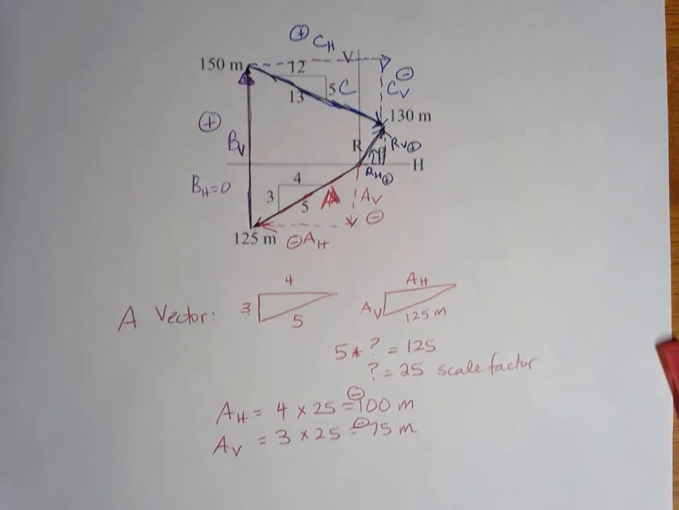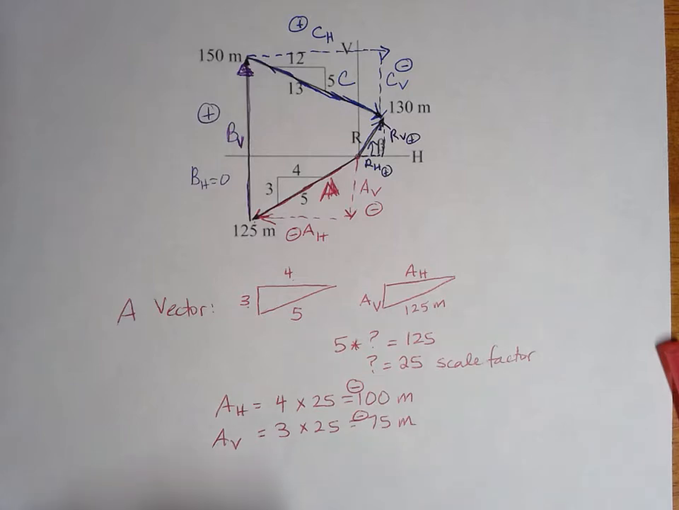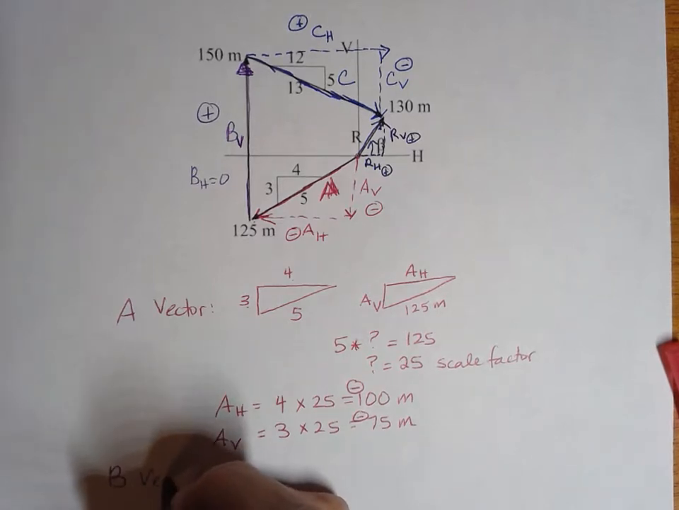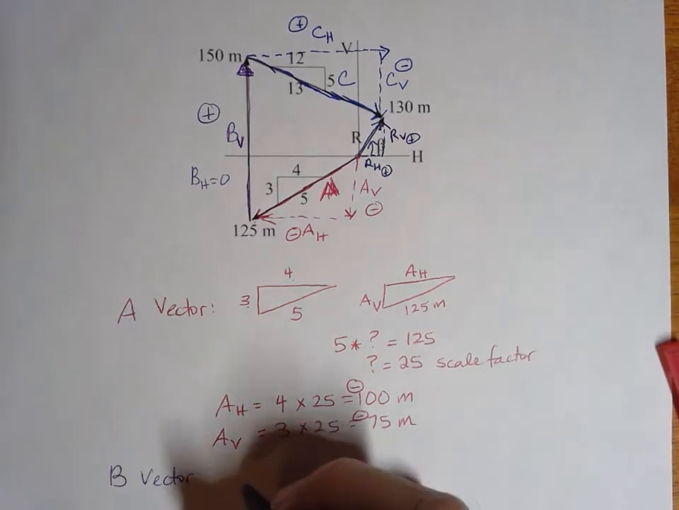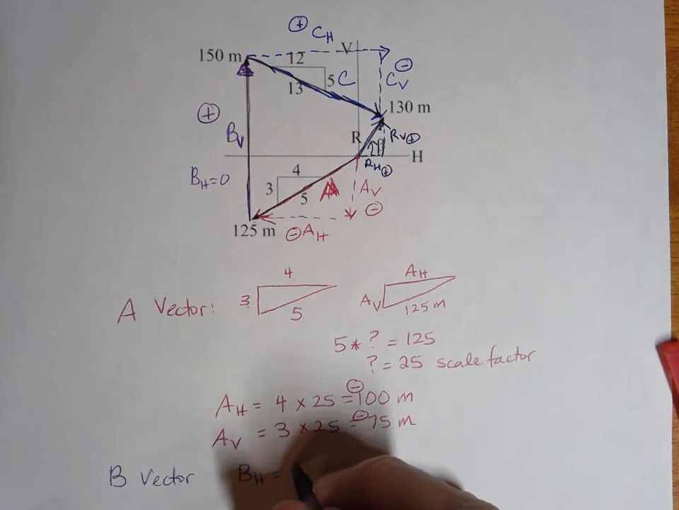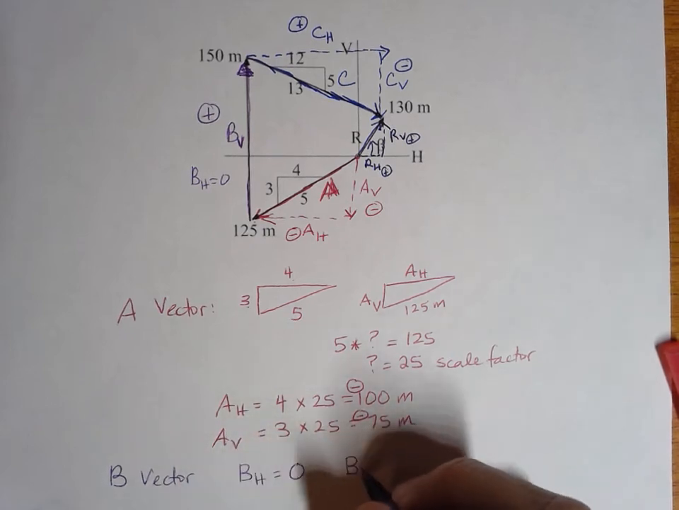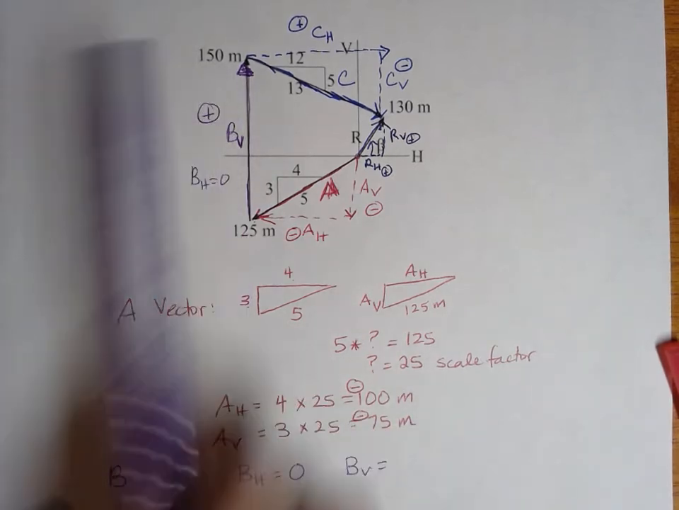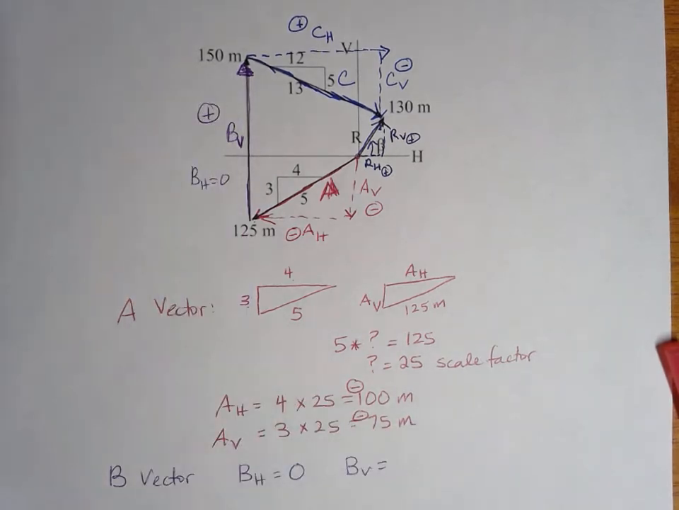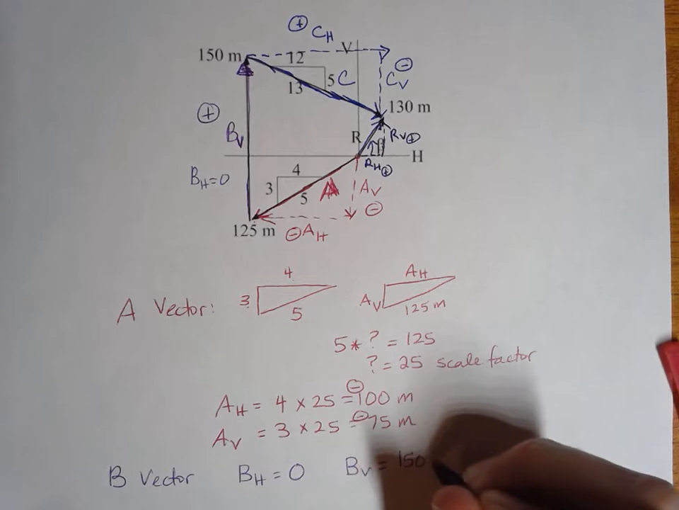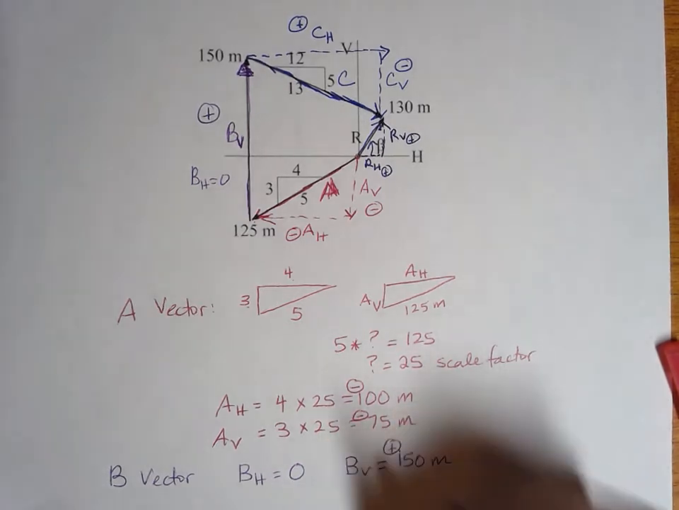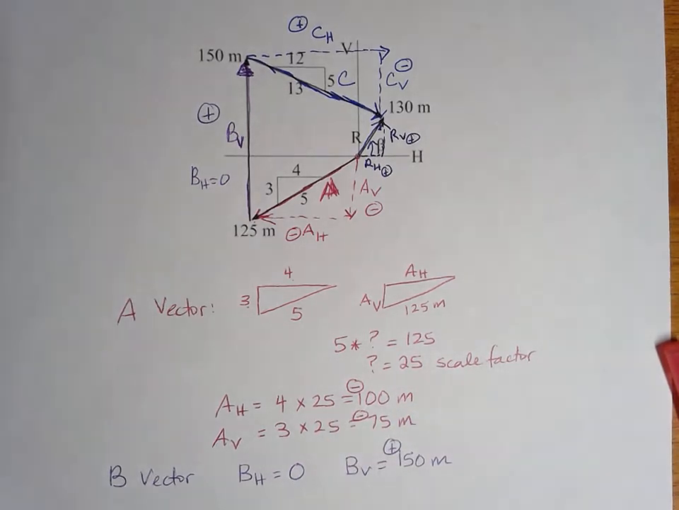All right, B, kind of funny, right? It just has that B vertical component, so pretty easy. BH is going to be equal to 0, as we said, and B vertical is just going to be that whole magnitude there. That's just that 150 meters. And we said it is positive because it's going up. So that was an easy one. But let's go on to C.